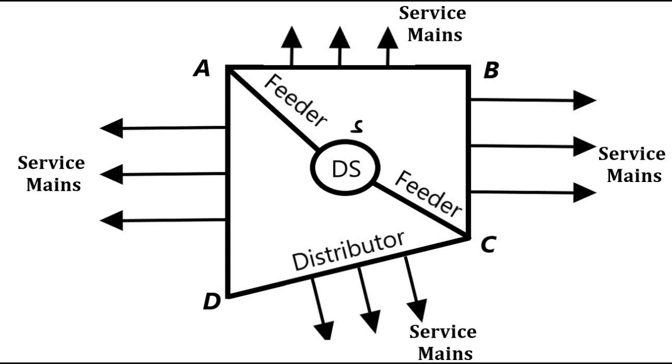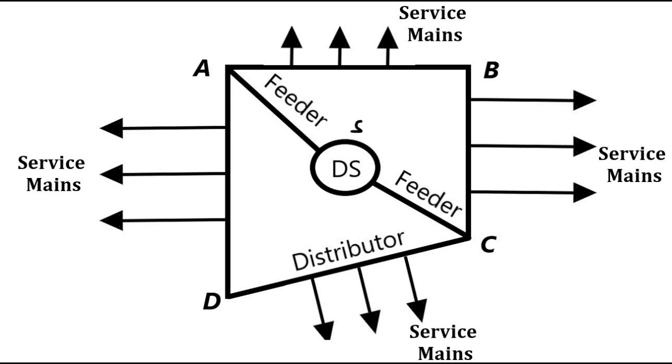Here the important thing to understand is that the consumers are not given direct connection to the feeders. The consumers are connected to the distributors through the service mains. Feeder lines to distributor, distributor to consumer through service mains. This forms the network of the secondary distribution.